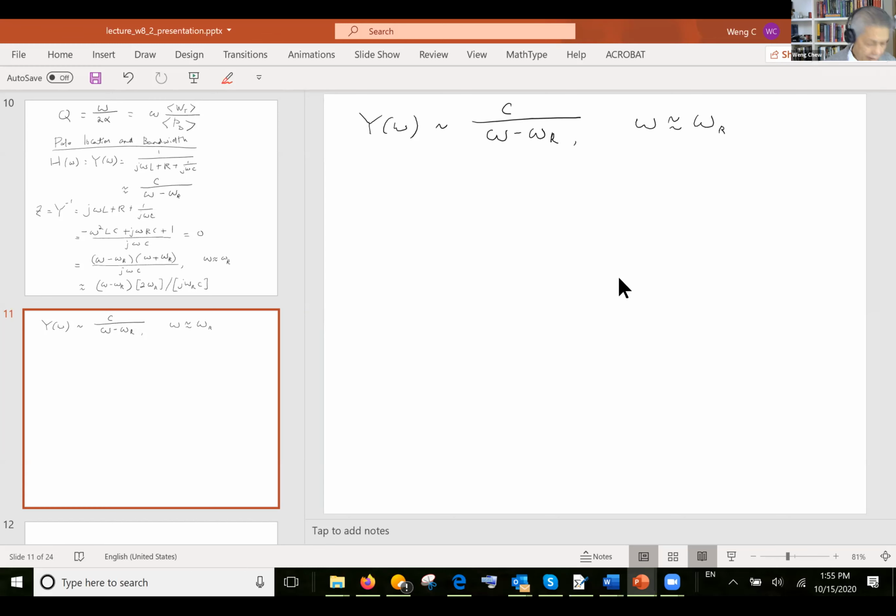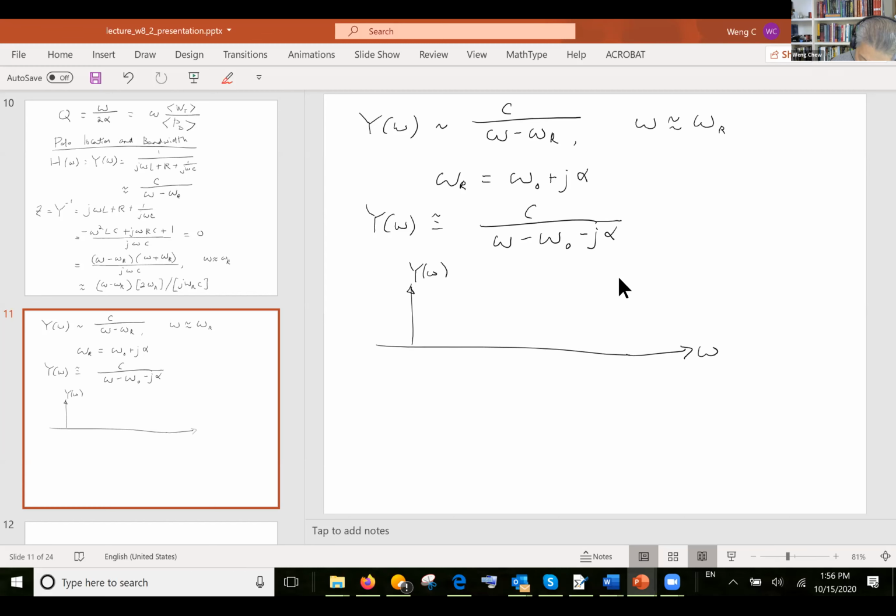Okay? And then you know that omega r is complex for this circuit, so it will have an omega naught minus j alpha, okay, plus j alpha. It will have a complex resonance, and then Y of omega is approximately equal to a constant over omega minus omega naught minus j alpha, okay? So this is a complex number.